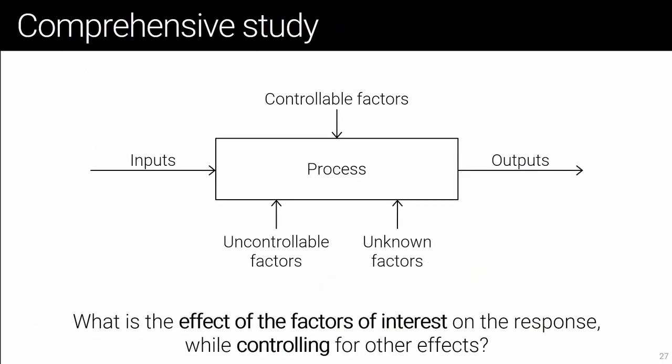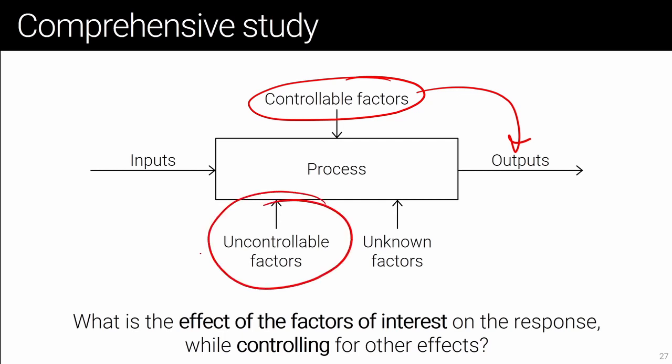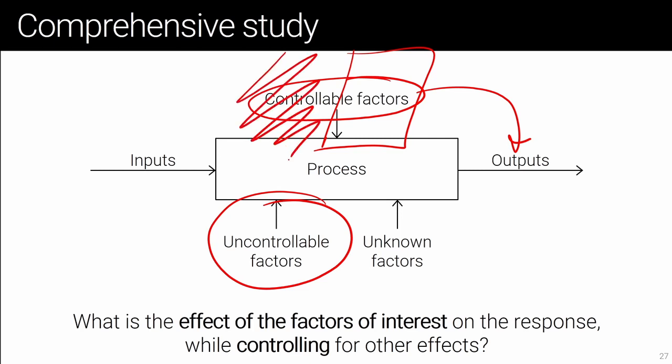And so everything relates back to this picture we've been having all along about a comprehensive study, in which we want to see what is the effect of these controllable factors on the response, but we want to do it by controlling for all the other factors in here and partially other factors that might be in there, but that are not of interest. So all the time the question is, what is the effect of the factors of interest? Let's say they're these ones, while controlling for other effects, whether we can control them in the experiment or not.